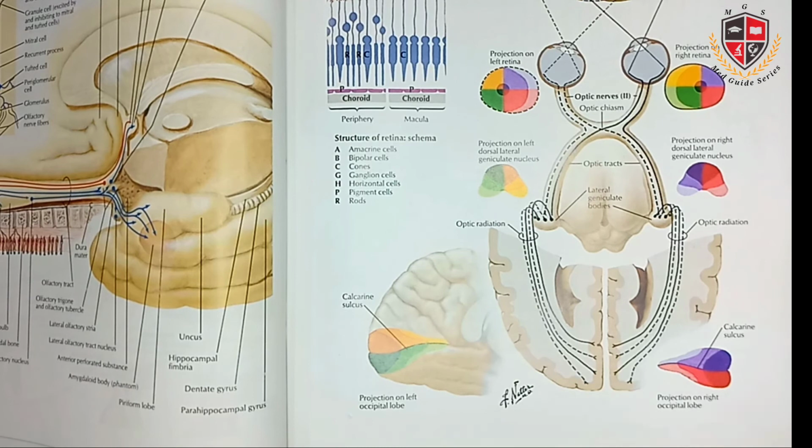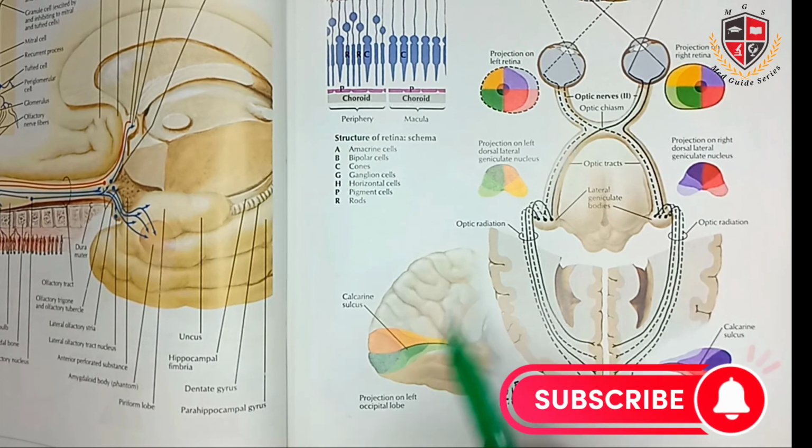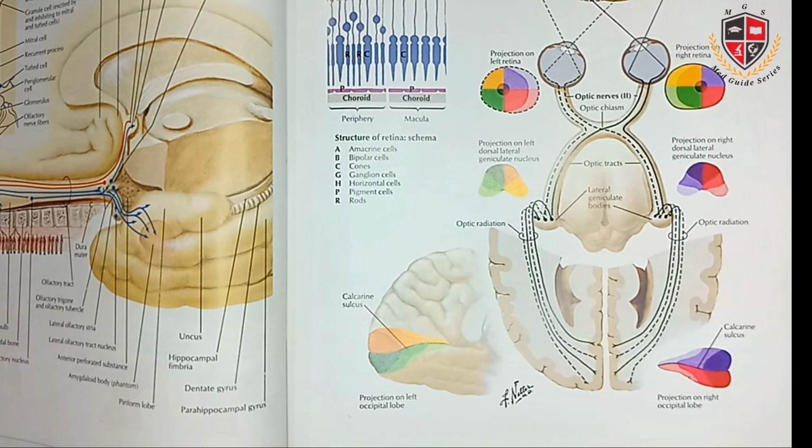This was the optic nerve, second cranial nerve. This is the pure sensory nerve. It plays role in visual pathway.